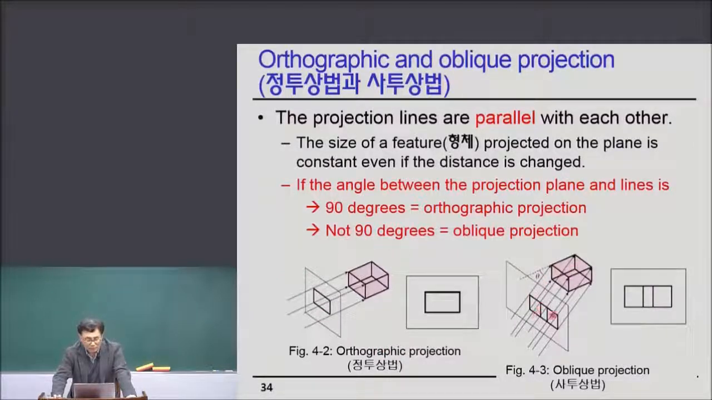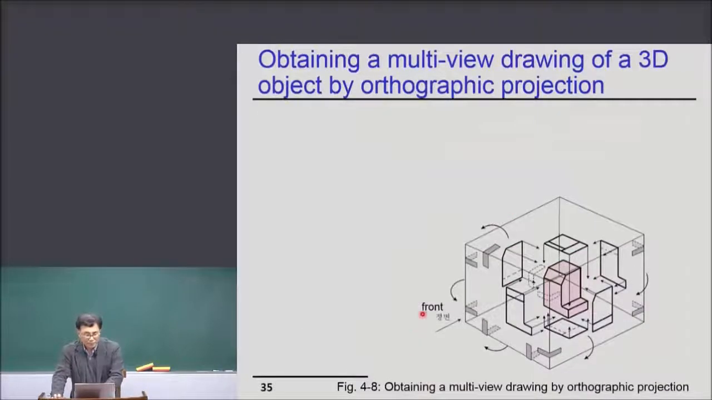But if it is not 90 degrees, not vertical to the projection plane, then we call it oblique projection. But oblique projection is not that frequently used in making any part drawing. So we are going to use orthographic projections, all right? Now, I'm going to explain the method to obtain a multi-view drawing of a 3D object by orthographic projection.